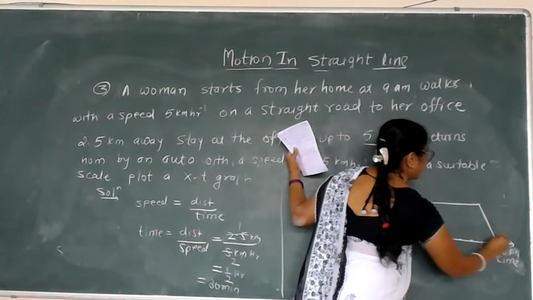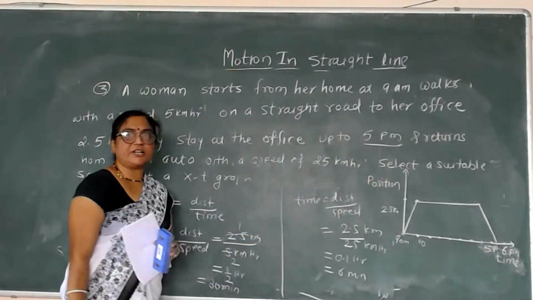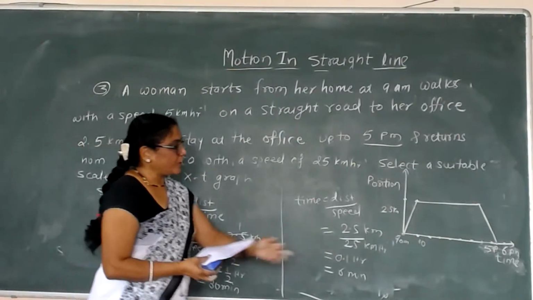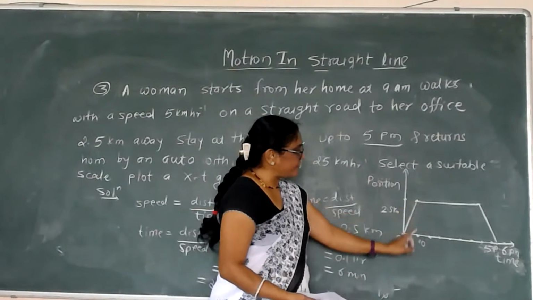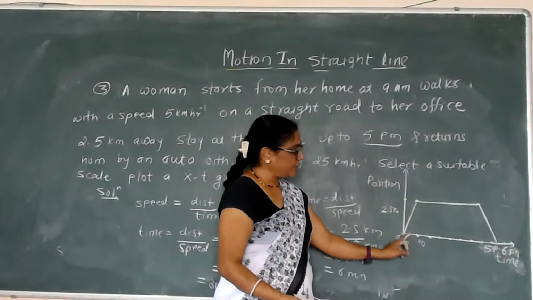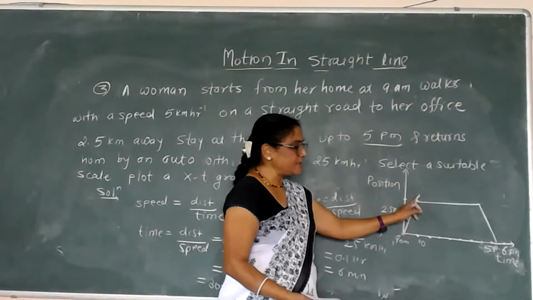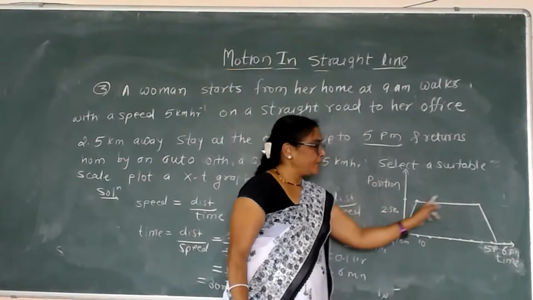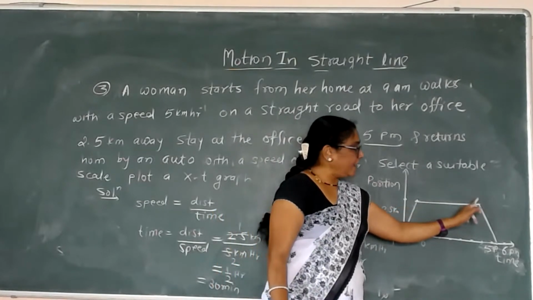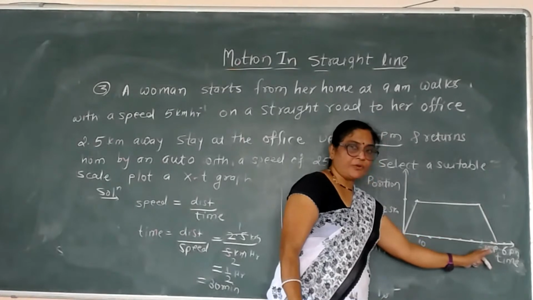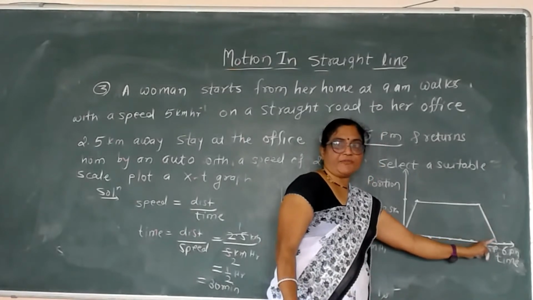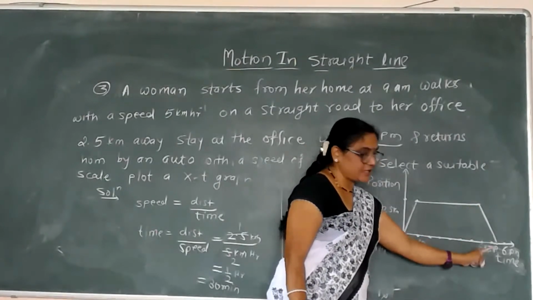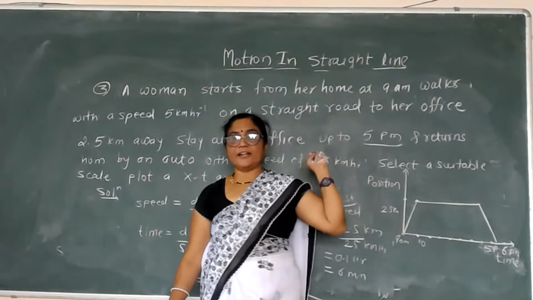So this is the position-time graph which is related to this question. The time required to reach the office is 30 minutes. That is 9:30, she reached the office, and from 9:30 to 5 p.m. she stays at the office. That is, the position is the same. And after 5 p.m. she returned home. That is the distance is the same, 2.5 kilometer. And the time required to reach home is 6 minutes. So draw this. So this is the graph which is related to this question.